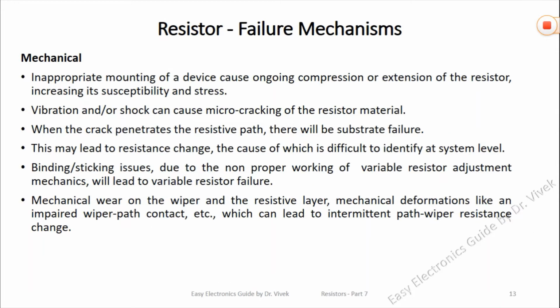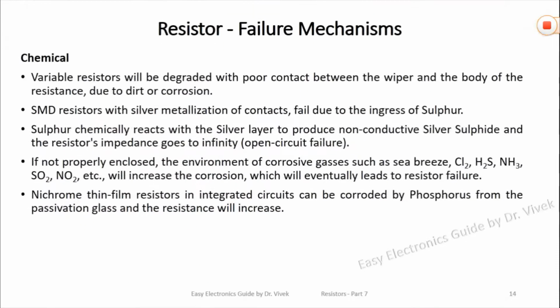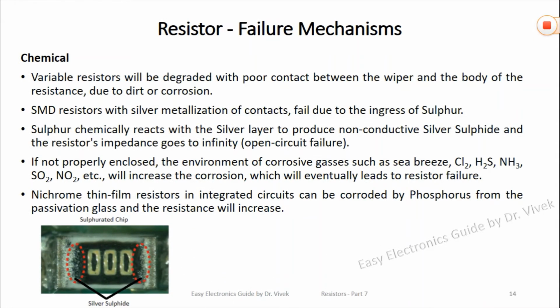Inappropriate mounting of resistors, vibration or shock, binding or sticking issues, mechanical wear, mechanical deformations, etc. will lead to resistance change and failure. Corrosion and other chemical reactions with the working environment is the main reason for chemical type failures of resistors.